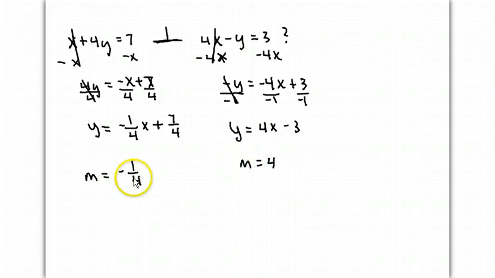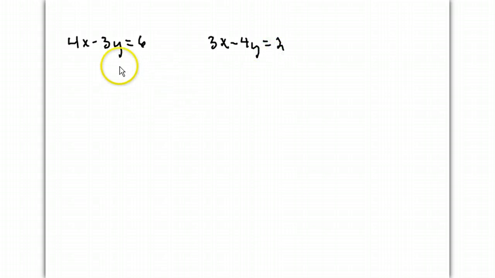As you look at the first slope, negative 1/4, and the other slope, 4, they're directly opposite, which are negative reciprocals of each other. If you flip 4 and put a negative sign, you'll get negative 1/4. And if you flip negative 1/4 and change the sign to positive, you'll get 4. So these two lines are perpendicular to each other.